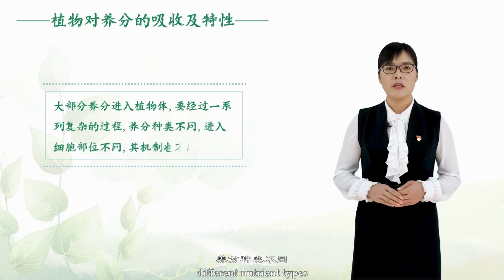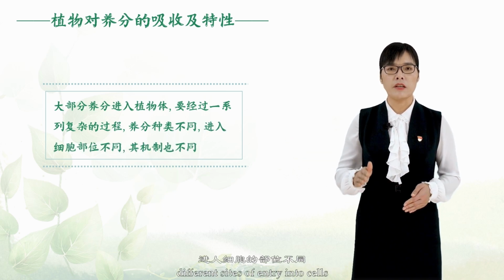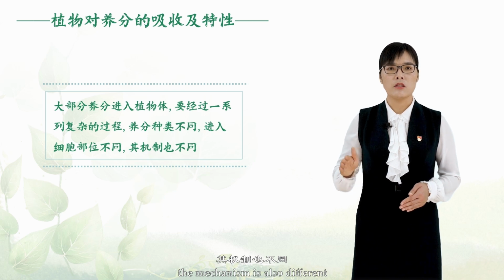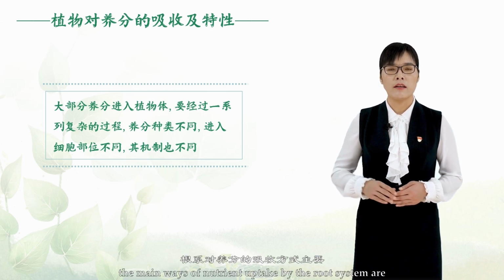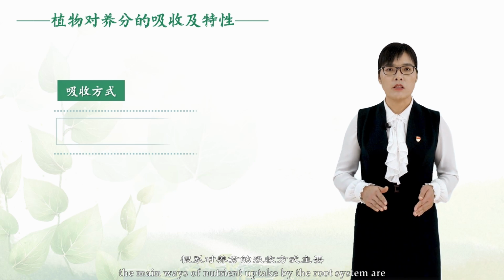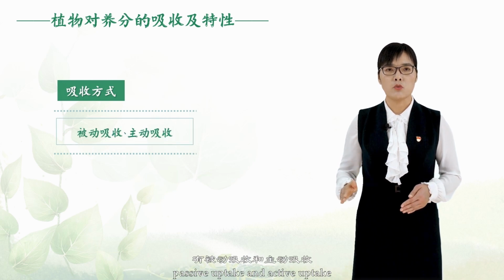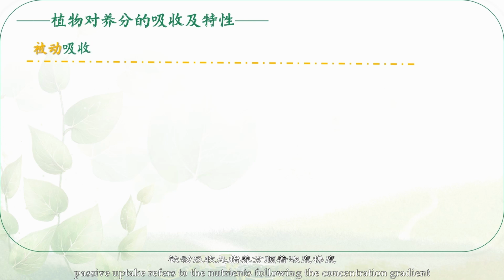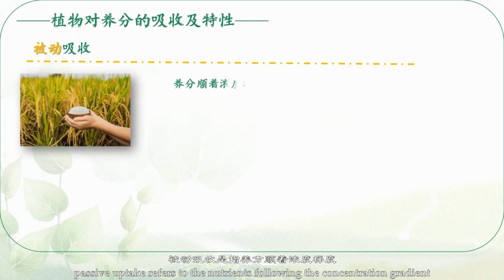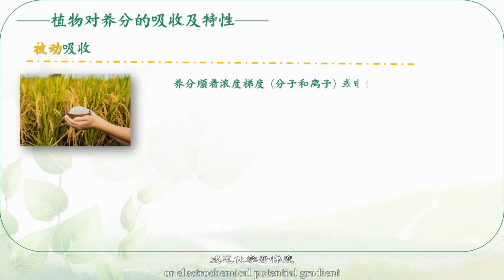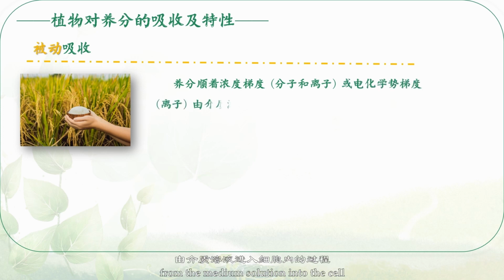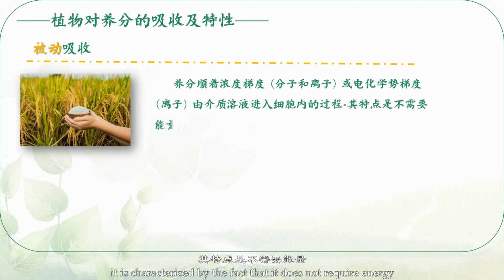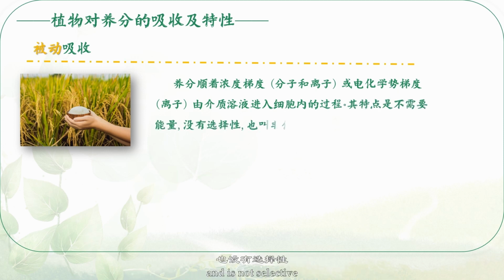Different nutrient types have different sites of entry into cells, and the mechanisms are also different. The main ways of nutrient uptake by the root system are passive uptake and active uptake. Passive uptake refers to nutrients following the concentration gradient, or electrochemical potential gradient, from the medium solution into the cell. It is characterized by the fact that it does not require energy and is not selective. It is also called non-metabolic uptake.